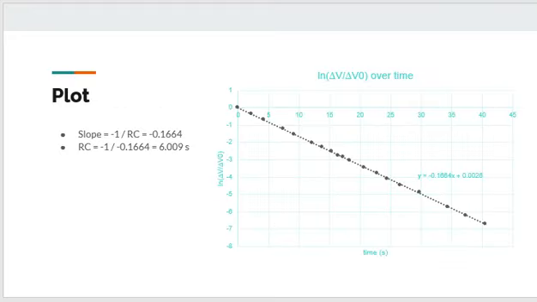The plot on the right shows a natural log versus time plot of the potential difference divided by the original potential difference, delta V naught. The graph shows that as the capacitor discharges, the natural log of the voltage decreases linearly over time. The slope of the line is equal to negative 0.1664, which was used to find the value of RC and found to be about 6 seconds.